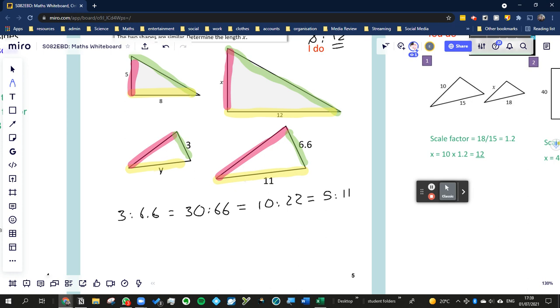A way of making this question harder would be, let's say that was 33, then what would this side be then? If that was 33, what would this be?